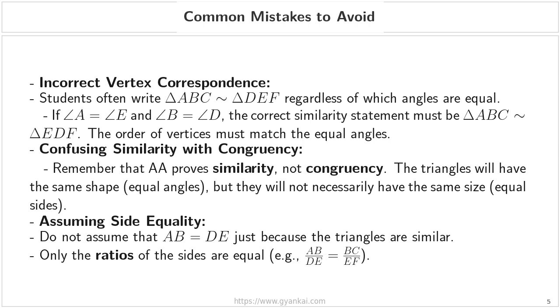Now, before we wrap up our lesson, I want to pause and discuss some common pitfalls. Even when you understand the logic of the AA criterion, it is very easy to make certain errors in your written proofs. Let's look at 3 specific mistakes to avoid. Keep these points in mind as we move into our final summary of the key takeaways. Key takeaways.